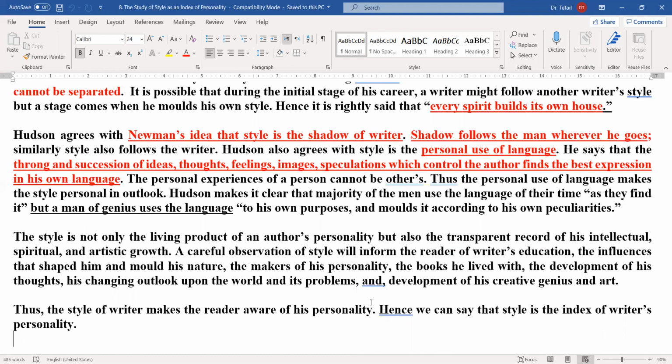A careful observation of his style will inform the reader of the writer's education, the influence that shaped him.